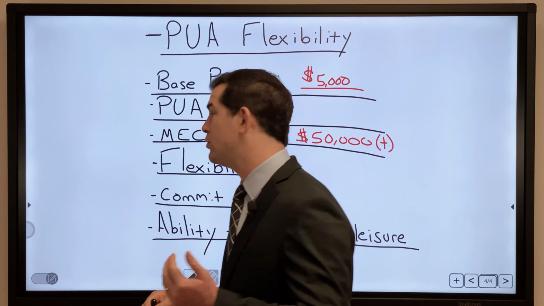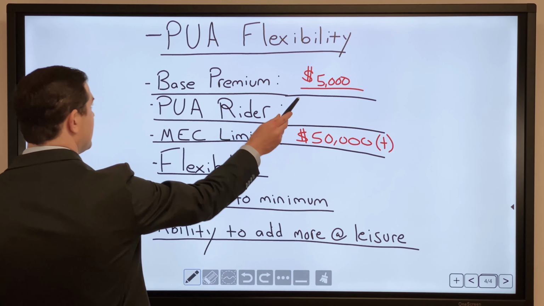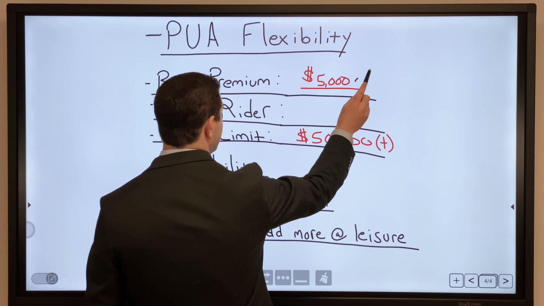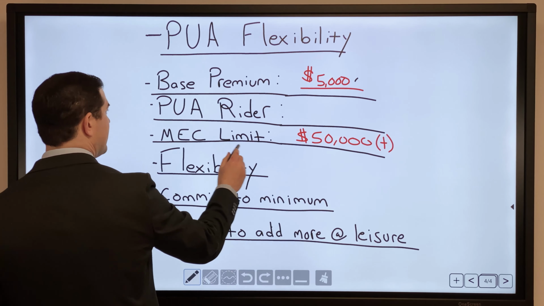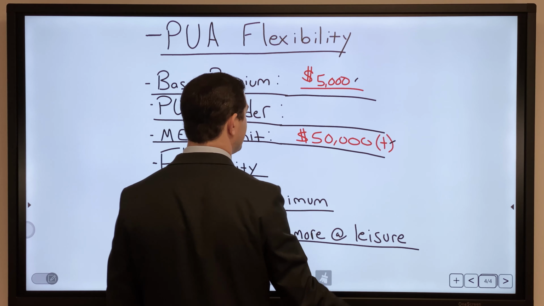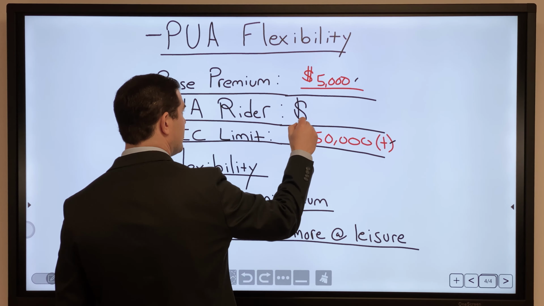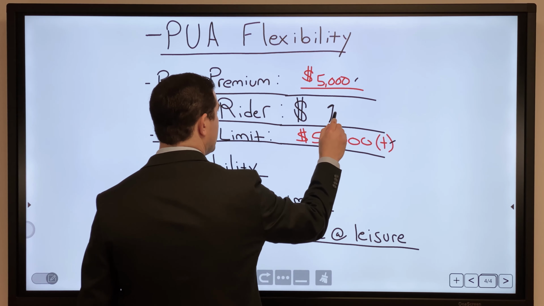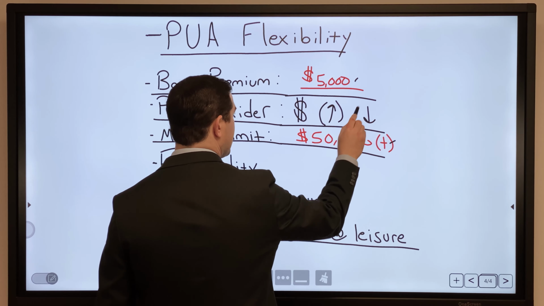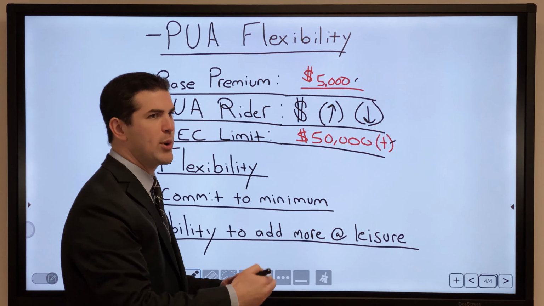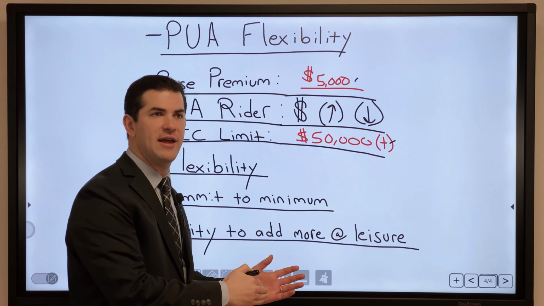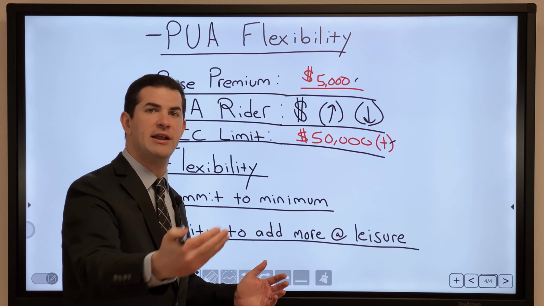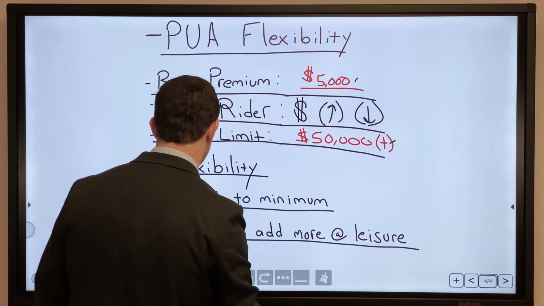So in this example, what we're going to demonstrate is a policy with a $5,000 base premium, a MEC limit of a little over 50,000. We have nothing here in the PUA rider section because we are going to adjust that. We're going to demonstrate how we can adjust PUA payments. This is with a company that does not require medical underwriting as we add more funds. We set it up properly.